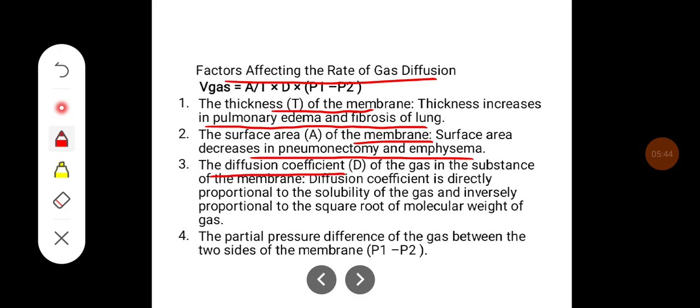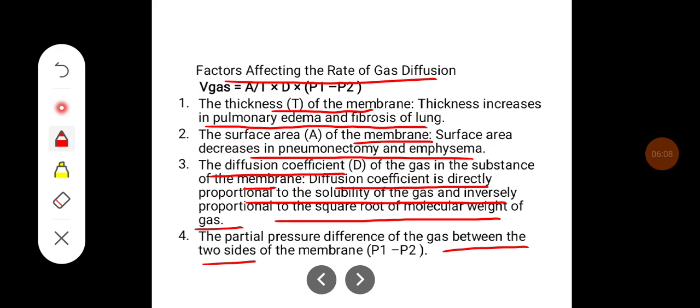D is the diffusion coefficient of the gas in the substance of the membrane. The diffusion coefficient is directly proportional to the solubility of the gas and inversely proportional to the square root of the molecular weight of the gas. Then P1 minus P2 is the partial pressure difference of the gases between the two sides.